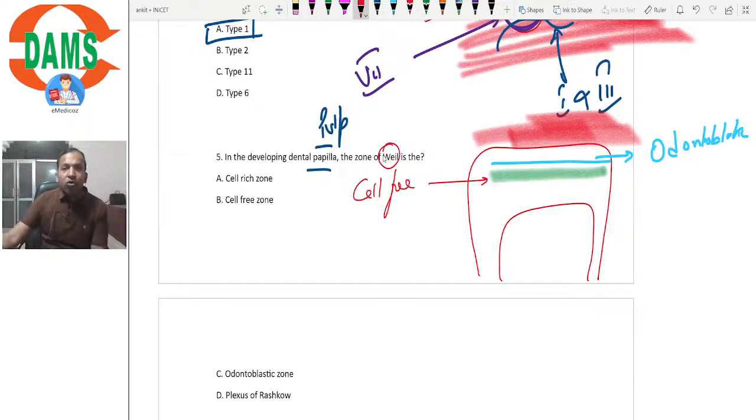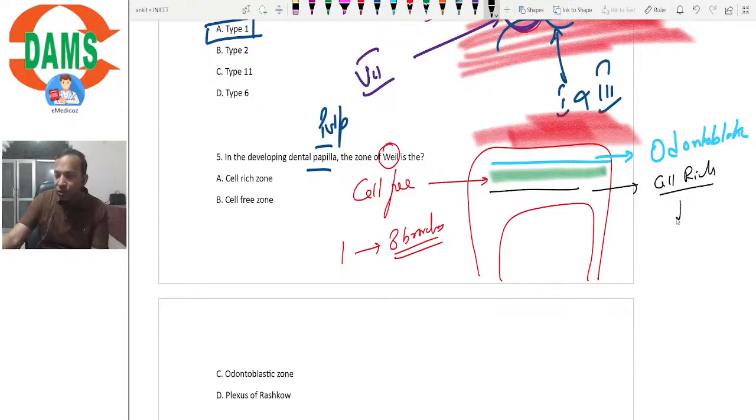This cell-free zone is called the zone of Weil, and here you will find the nerve plexus of Raschkow, right? The nerve plexus of Raschkow is also found here, and there are nerves which have several branches. On an average, one nerve will give approximately 8 branches, right? So here is a plexus of nerves. The nerves are branching, and approximately 8 branches come out of each nerve. Then just beneath it is the cell-rich zone.